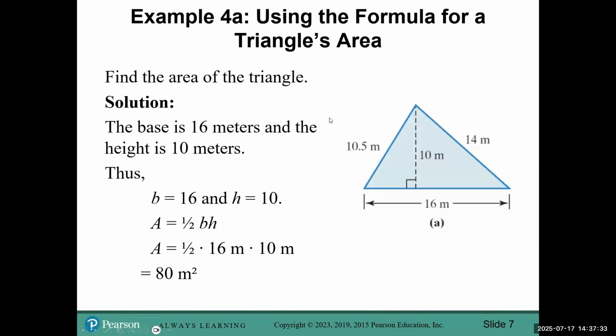And here's an example. Notice that in this example, I'm given all three sides of the triangle. So I have to decide which one I'm going to use to find the area. And the one I'm going to use is the one whose height I know. From this point here to this opposite side, I have a height of 10 meters. So that means I want to use this to be my base. So the area is going to be 1/2 base 16 times height 10. So I get 80 square meters, or 80 meters squared.